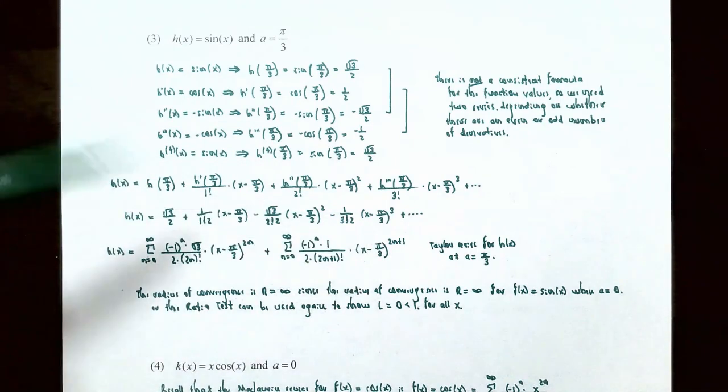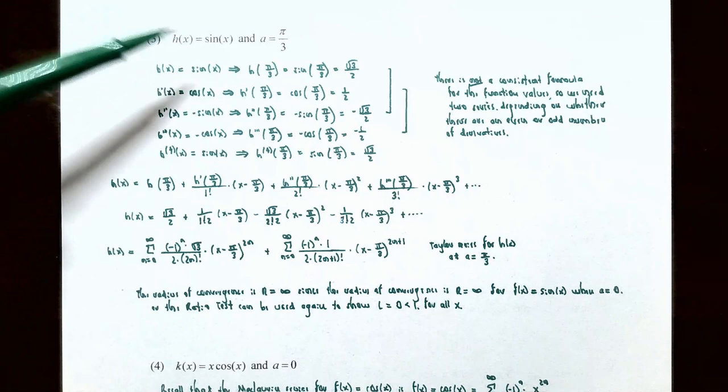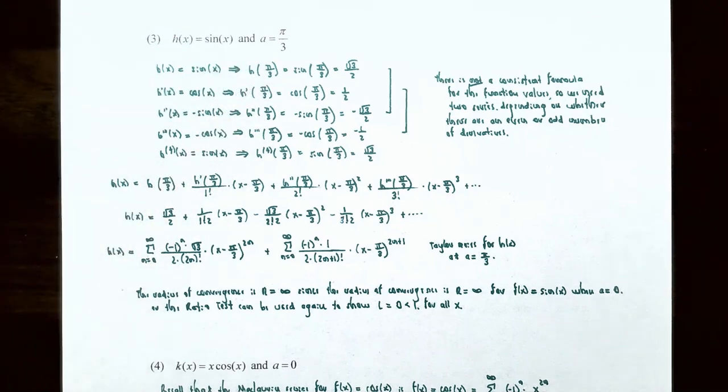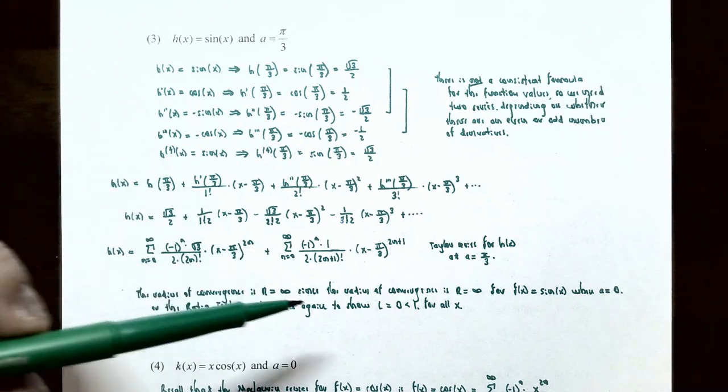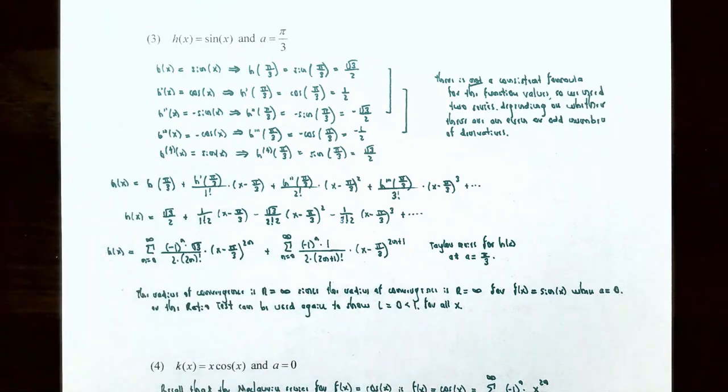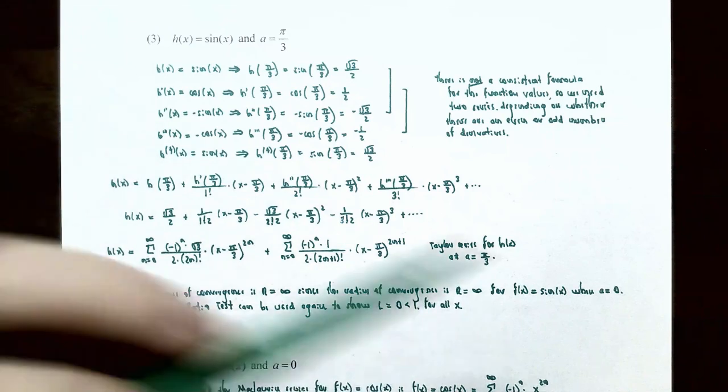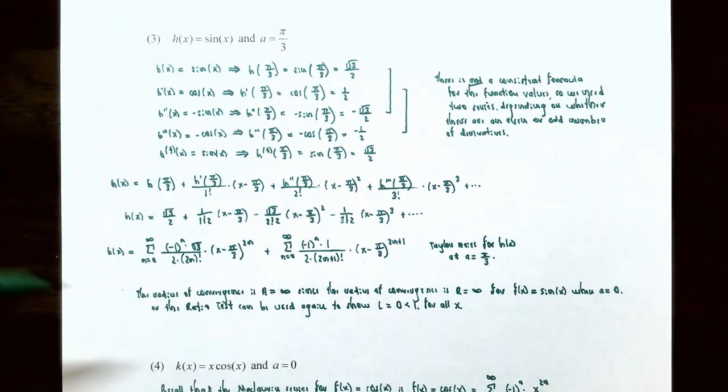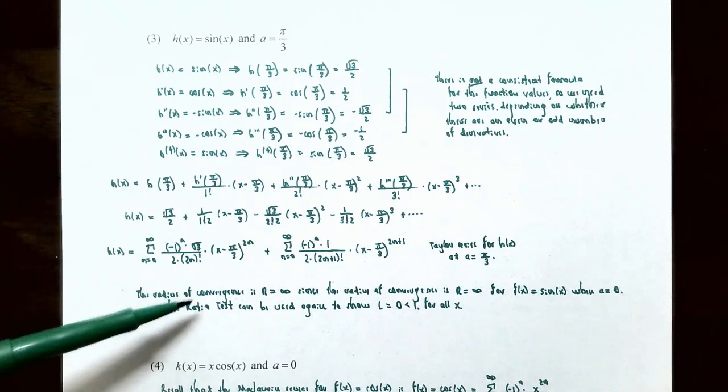So this is a Taylor series. These two different power series added together gives you a Taylor series for the function h of x, which was sine of x, where it's centered at a equals pi over 3. And notice that the radius of convergence for the sine function was infinity. So capital R is infinity, since the radius of convergence is r equals infinity for the sine function f of x equals sine of x, where a is equal to 0. Or you can use the ratio test again if you want to find out that the limit is actually 0, which is less than 1 for all x values. So the radius of convergence is infinity.